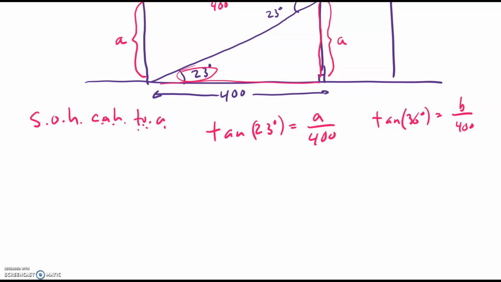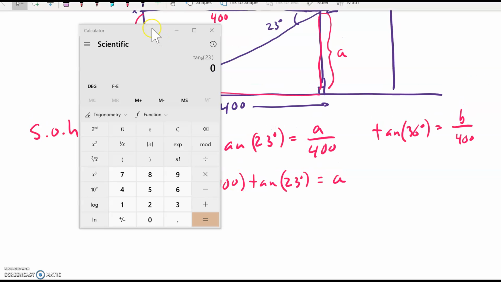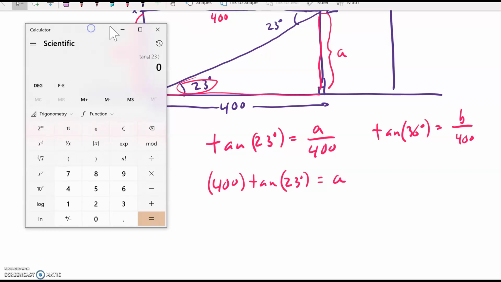Okay, so let's take this 400 and move it over to the other side. So 400 times tangent of 23 degrees, whatever that is, that's equal to A. Now, just get out your calculator at this point. Do 23 degrees, take tangent of it, get whatever you get, and then times by 400. Use whatever calculator you want.